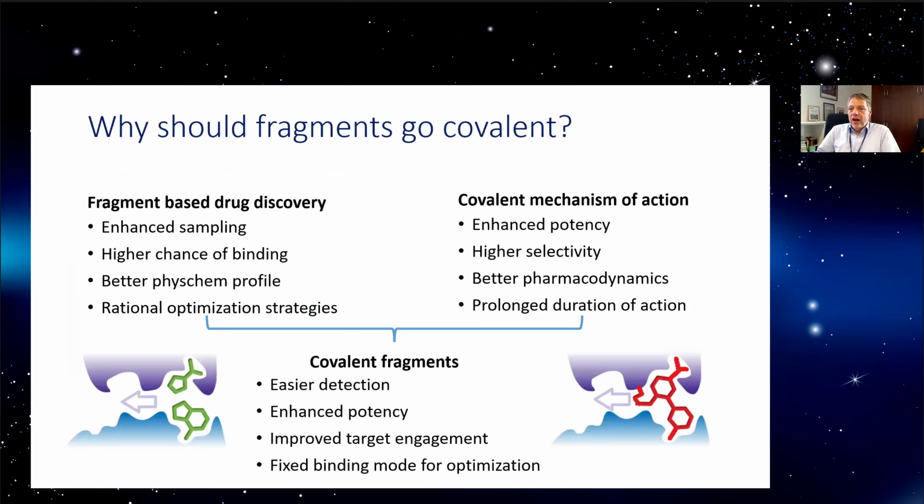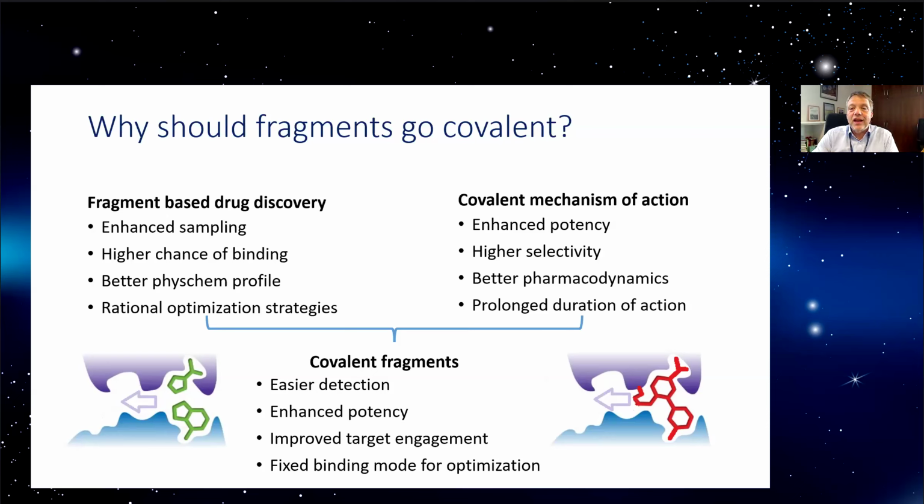When we started to go with covalent fragments, we considered the advantages of fragment-based drug discovery and covalent mechanism of action. We know that in the case of fragment-based approaches, we have an option for enhanced sampling of the chemical space, and we have a higher chance of binding for fragments that are typically much less complex as compared to larger molecules. They typically show a better physical chemical profile, and they provide rational optimization strategies, especially if you have structural information on the binding of these fragments.